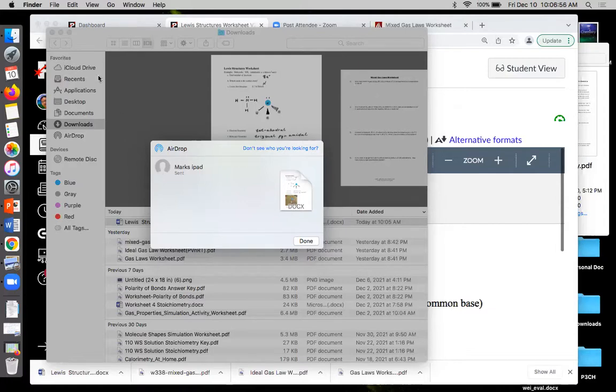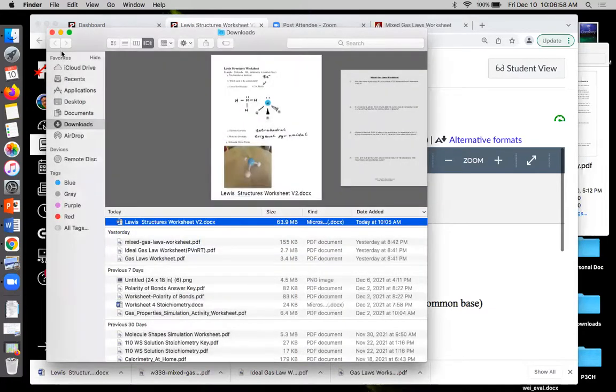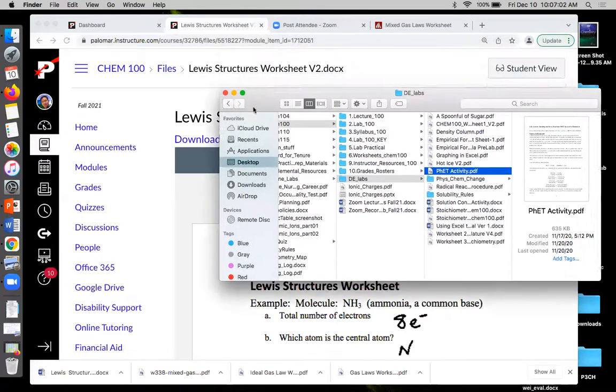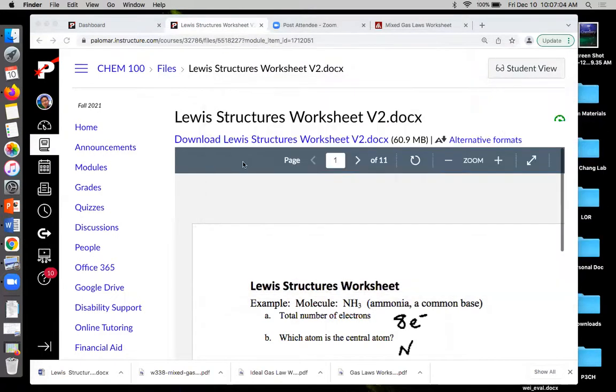Importing. All right, cool. Sorry, it's taking some time to transfer. I don't know why.